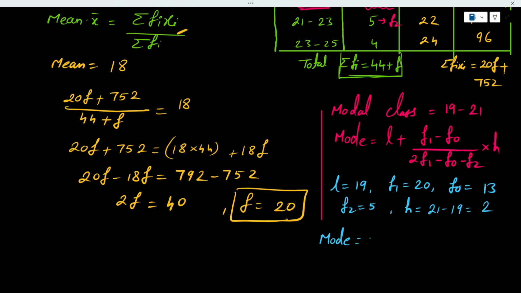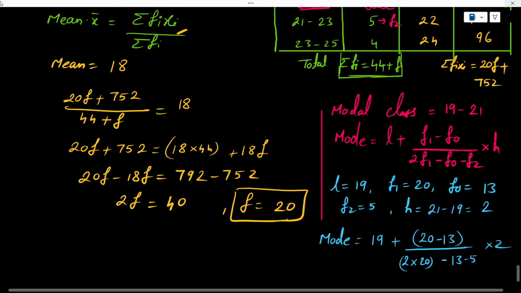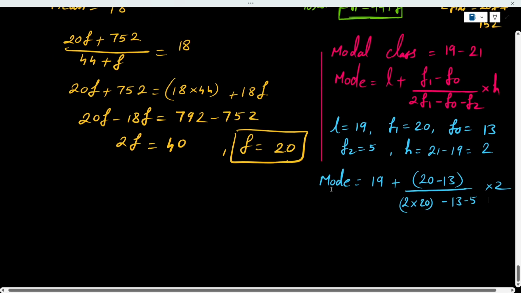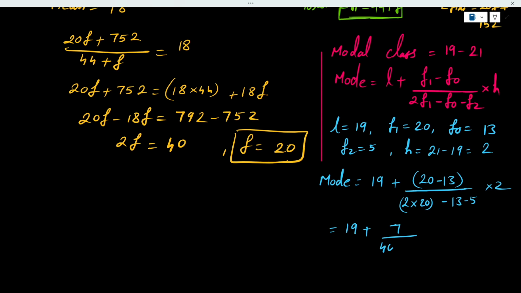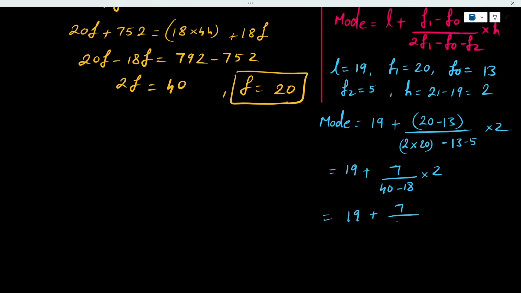What will be the mode? L, the lower limit, is 19, plus (20 minus 13) by (2 times 20 minus 13 minus 5) times 2. Now you need to be careful here. You should not make any calculation error, right? So 19 plus, 20 minus 13 is 7, by 40 minus 18, which is 22, times 2. So 7 by 11.